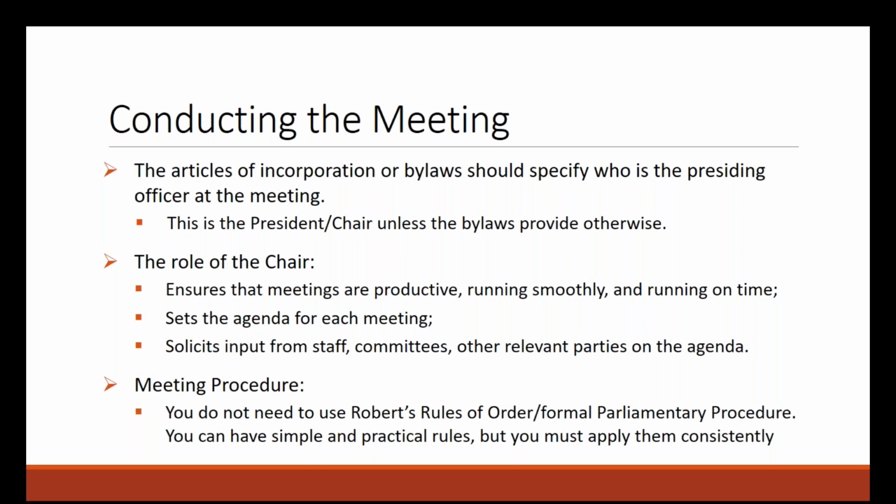And then for meeting procedure, you don't need to use Robert's Rules of Order or formal parliamentary procedure. It's okay to have more simple, streamlined and practical rules as long as you apply them consistently. If you're not using Robert's Rules and you have your own procedure for making a motion or adding something to the agenda, it's important that all the directors know how to do that. If only a subset of directors know how, that kind of imbalance is going to cause trouble down the line. So you don't have to use Robert's Rules, but make sure that everyone knows the rules. That's the takeaway here.